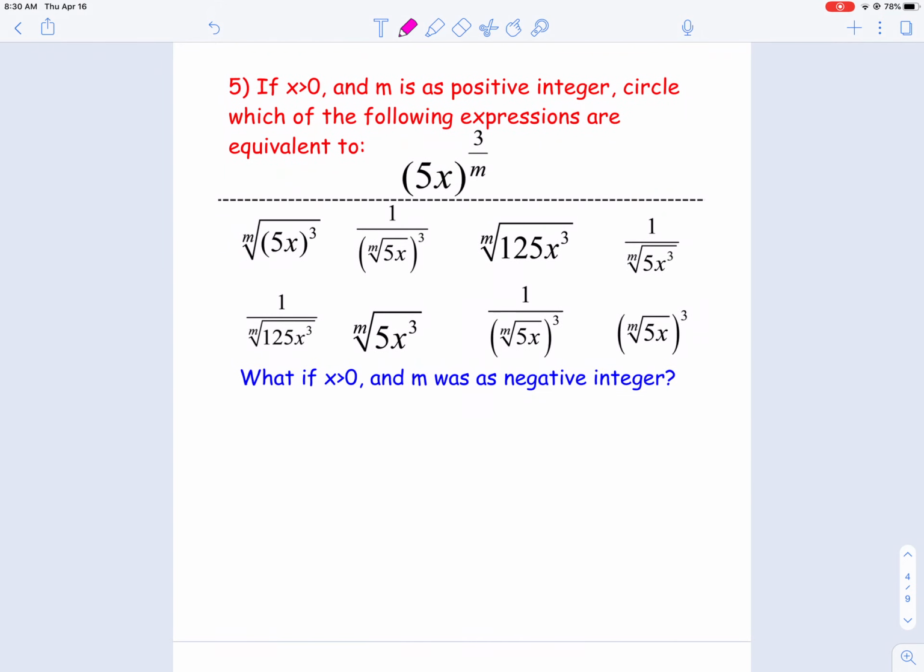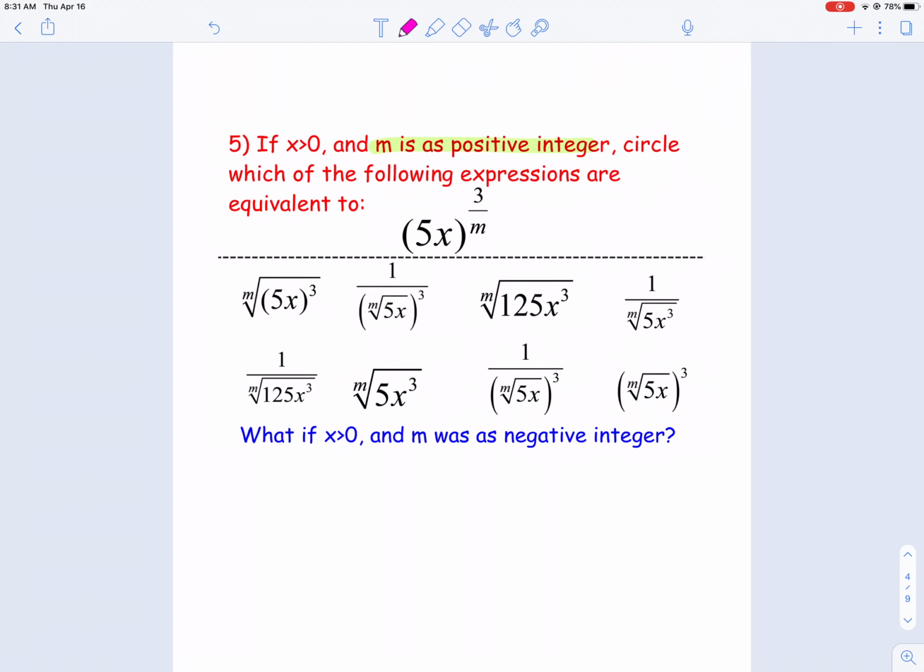Okay, let's go to the next one. Lots of words, lots of expressions. Try not to get confused. So let's talk about number 5. They tell you if x is greater than 0, and m, here's your first really important piece of information. M is positive. So why are they saying that to you? Well, that means that your exponent is positive. If it's 3 over a positive number, then it's going to be a positive answer.